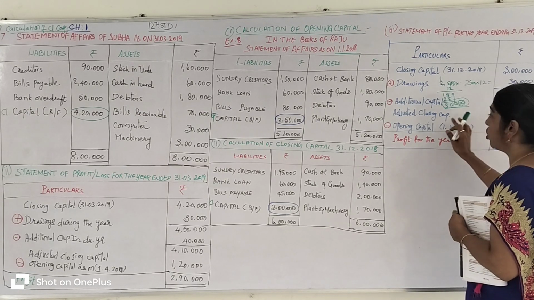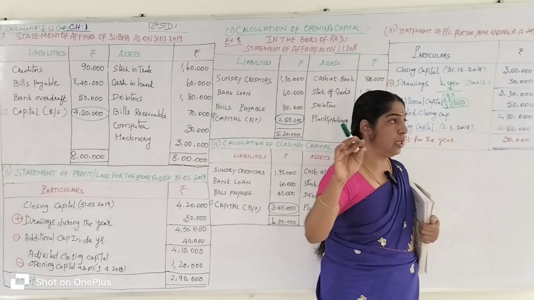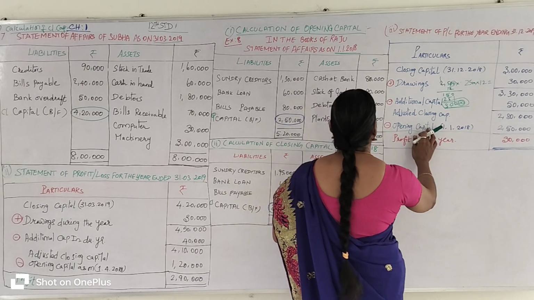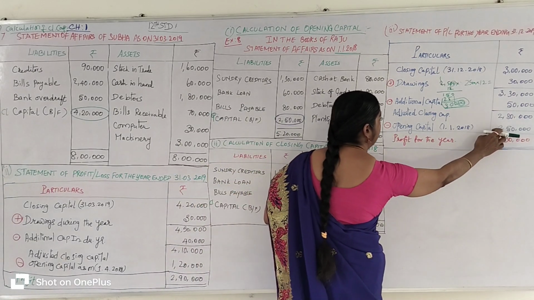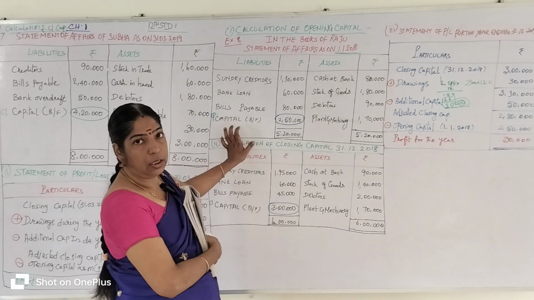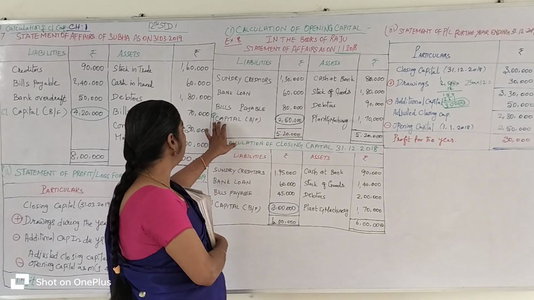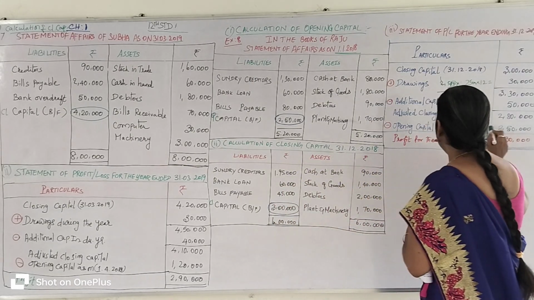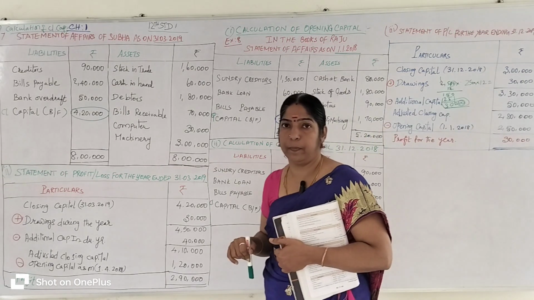That 2,80,000 rupees is called the adjusted closing capital. From that adjusted closing capital, you subtract the opening capital, 2,50,000 rupees. The opening capital is taken from the calculation of the opening capital in the statement of affairs. You enter the opening capital value 2,50,000 rupees here. After subtracting from the adjusted capital, you get 30,000 rupees.